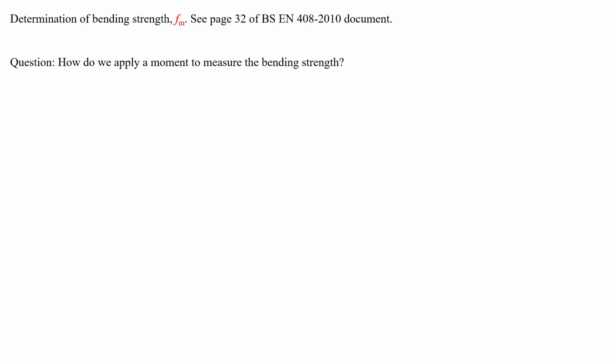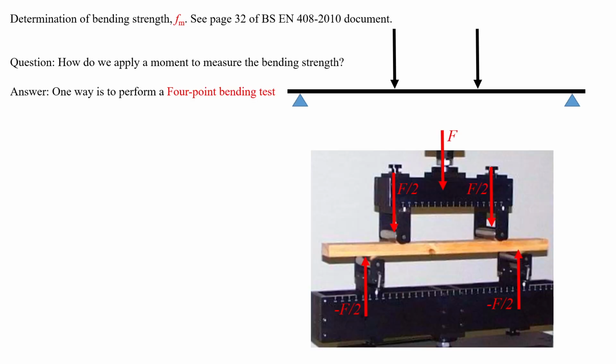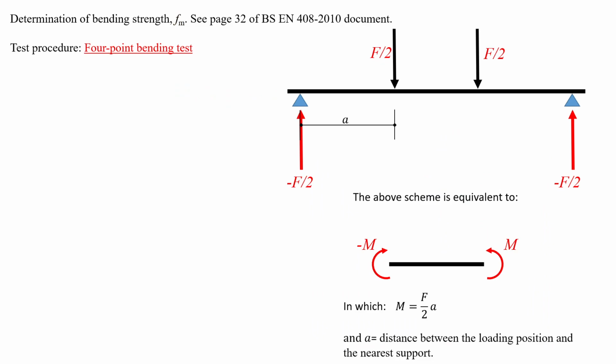Right. So, how do we apply a moment to measure the bending strength? How do we apply it? There'll be a test apparatus very similar to this. It'll be called a 4-point bending test, not a 3-point bending test, but a 4-point bending test. People do a 3-point bending test as well, but it's measuring a very different thing. What we're looking at is the bending moment. And that bending moment is that rotational stiffness. You can imagine the thing bending in the middle.